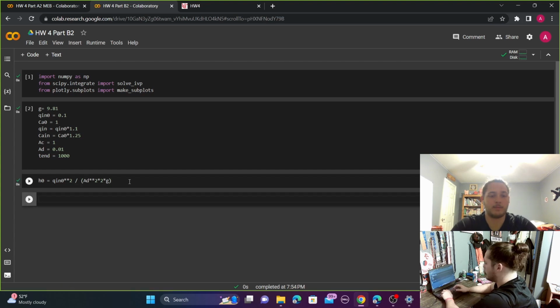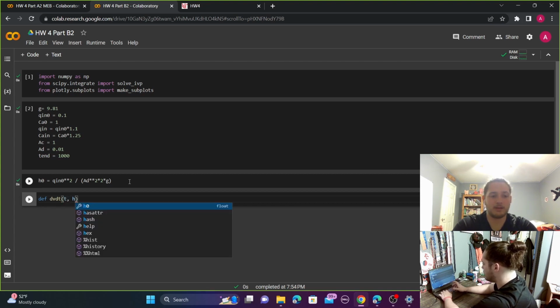Shift enter. Next, we are going to define our differential equation, which is our differential of volume over time. So we can go dv dt is equal to, we're going to define dv dt, and we are going to have our x and t and h as our second variable.